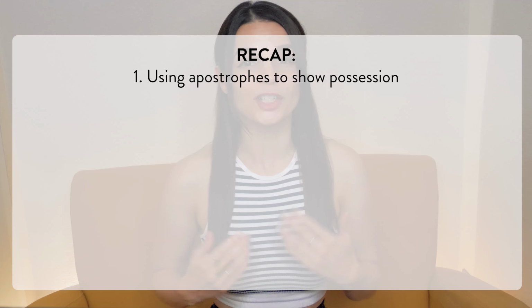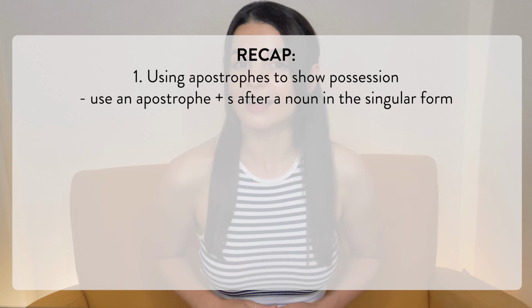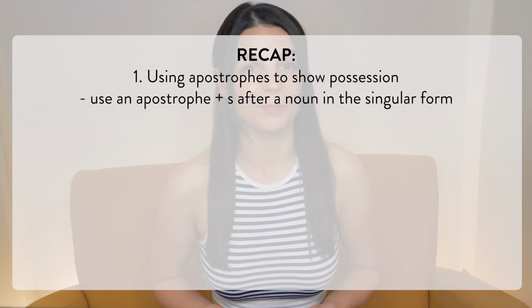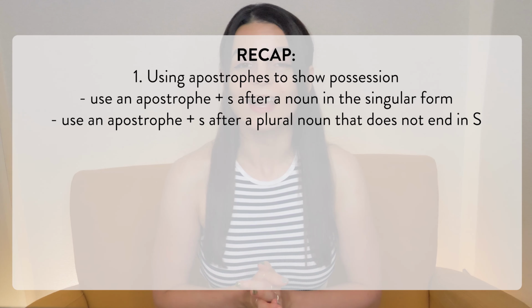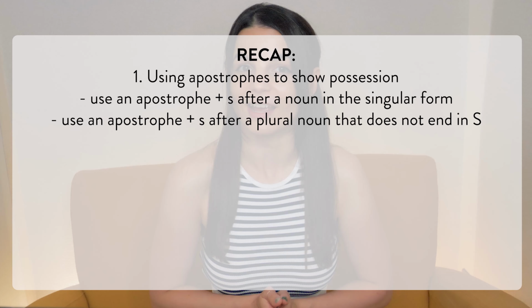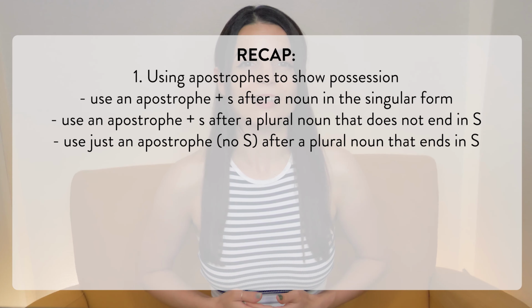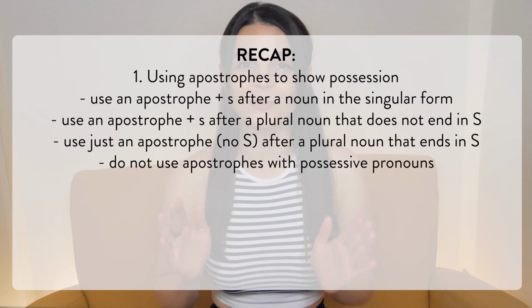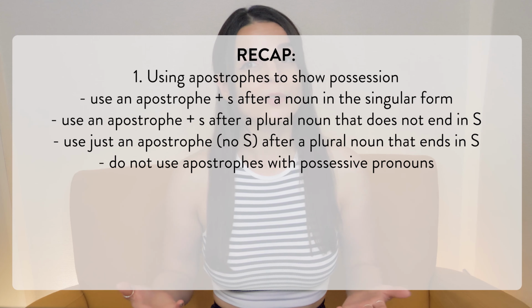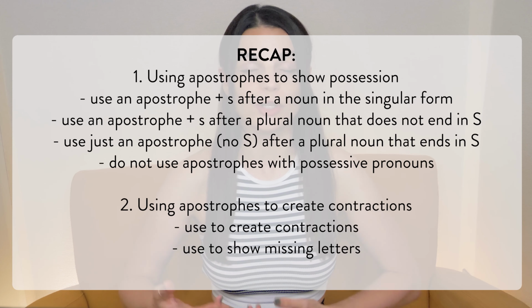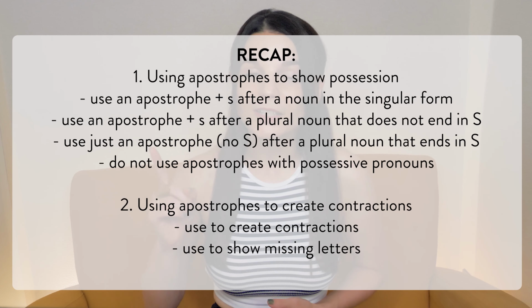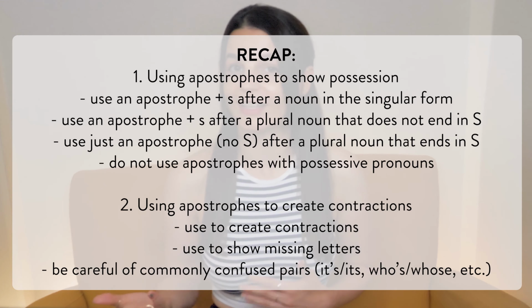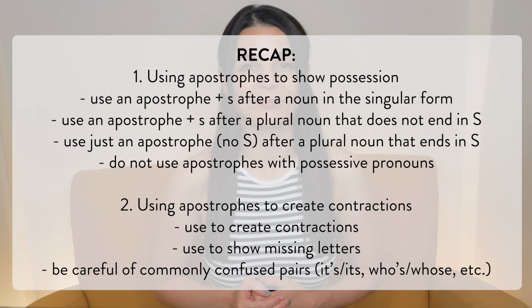Great! Those are all the points I want to cover in this video. To recap quickly, to use an apostrophe to show possession, use apostrophe plus S after a noun in the singular form. Use an apostrophe plus S after a plural noun that does not end in S. Use just an apostrophe, no S, after a plural noun that ends in S. Do not use apostrophes with possessive pronouns. You can use an apostrophe to create a contraction or show missing letters in a word, but please remember commonly confused pairs like it's and its, who's and whose when you're writing.